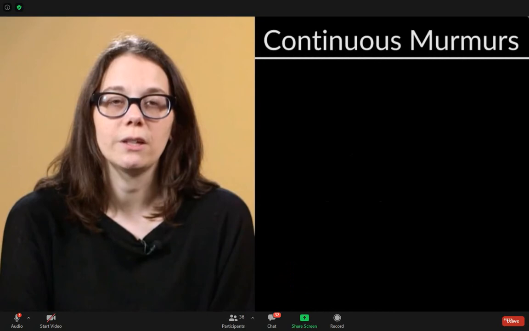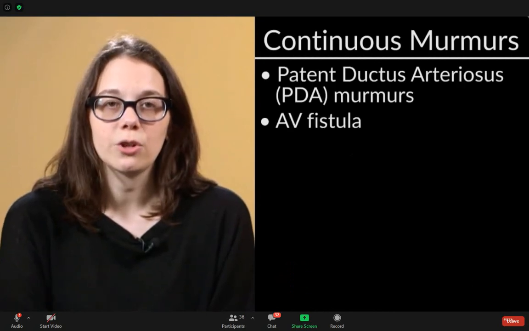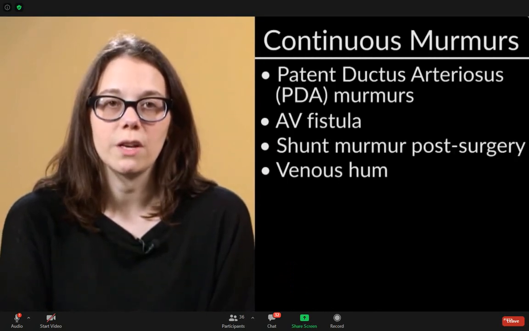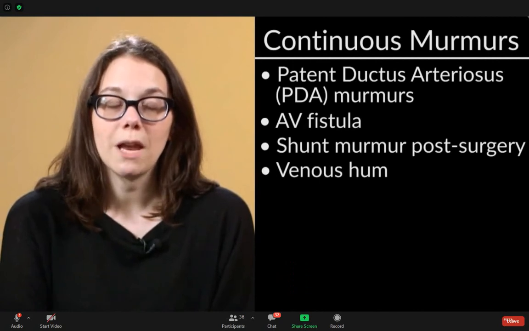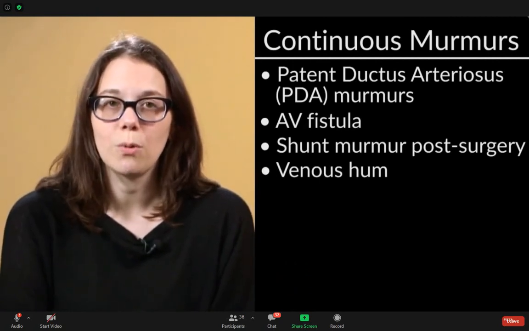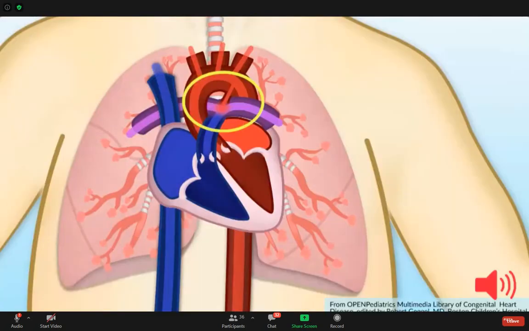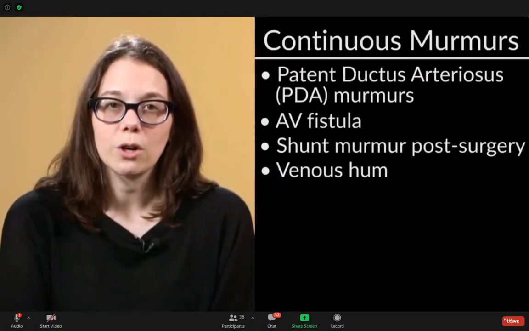Continuous murmurs are reflective of a PDA, an AV fistula, a shunt murmur after surgery, or a venous hum. PDAs are patent ductus arteriosus murmurs and are usually appreciated in newborns before the duct has closed. In addition, shunt murmurs are usually only heard after a child has had surgery.